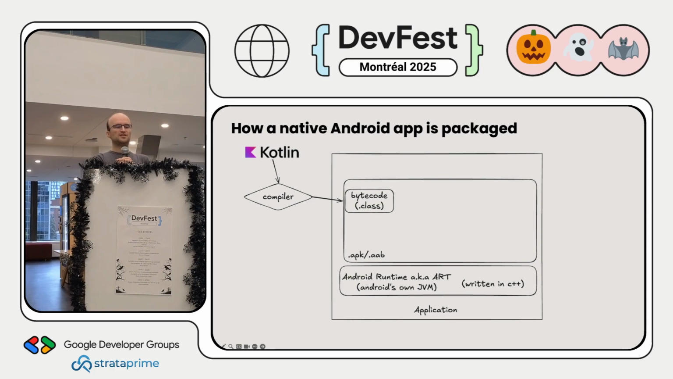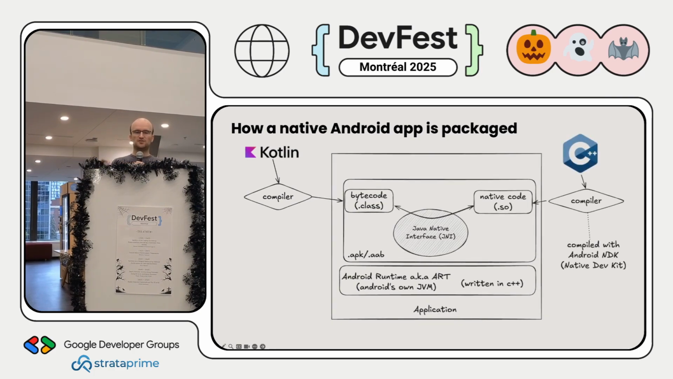So Kotlin is compiled into bytecode class because it works like Java, and then you can also add C++ in your native app. So you'd compile C++ to native code, so a .so file, and you put that SO file in your package as well. And then they communicate between each other with the JNI, Java Native Interface. So that's how native code can talk with Java code.